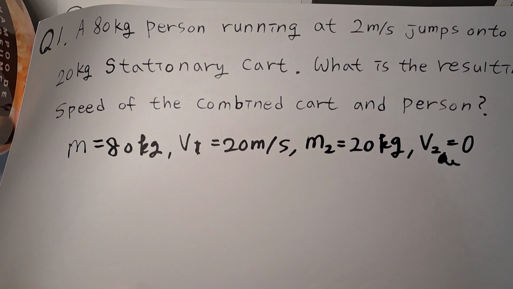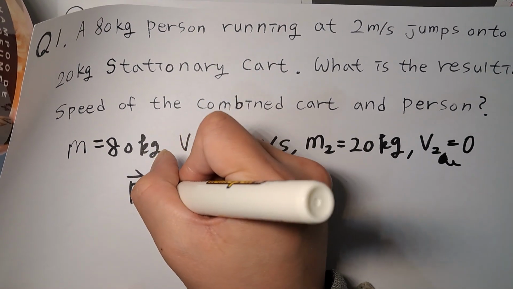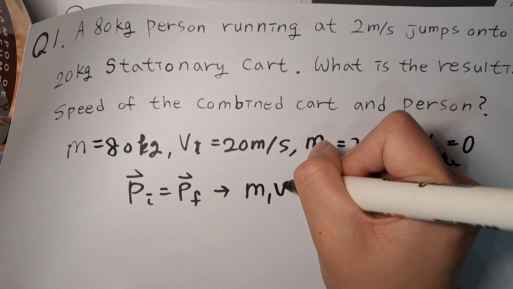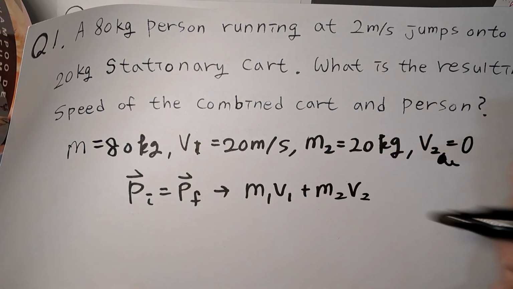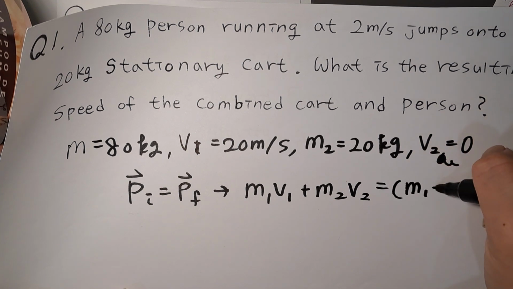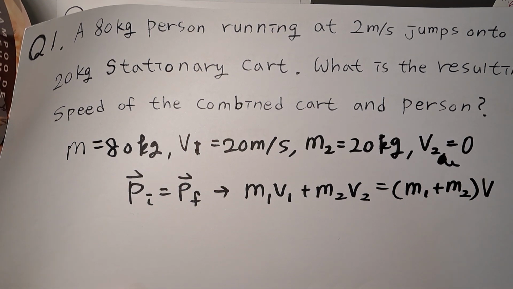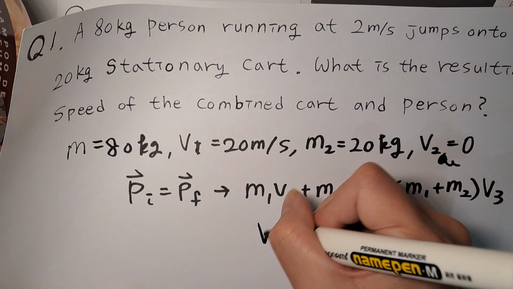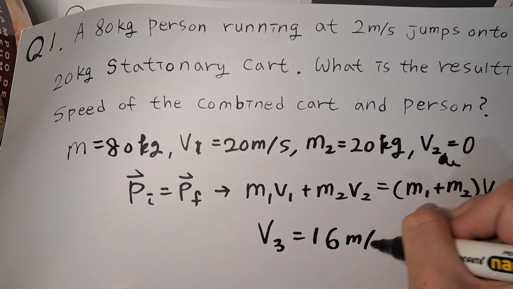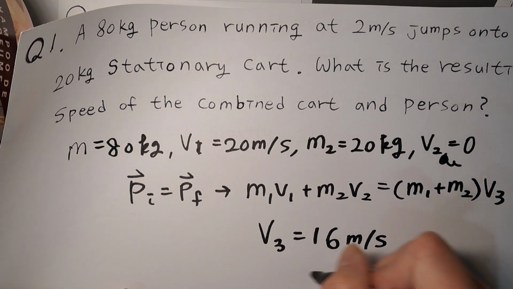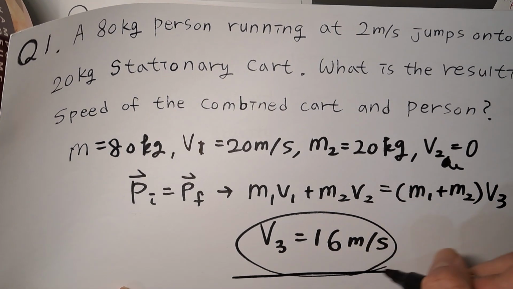So it is going to be an inelastic collision, so the momentum is going to be conserved. This is going to be the equation for inelastic collision. So the speed of the combined cart and person is going to be 1.6 meters per second.